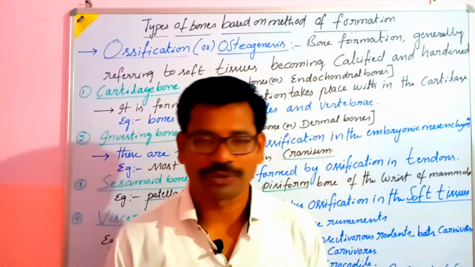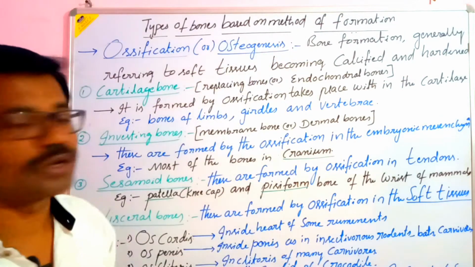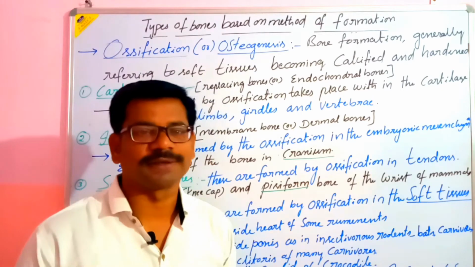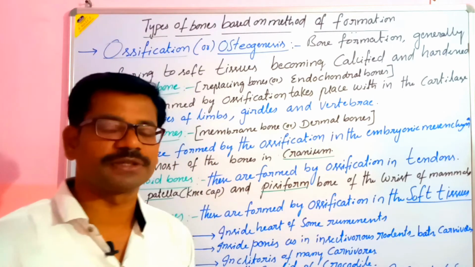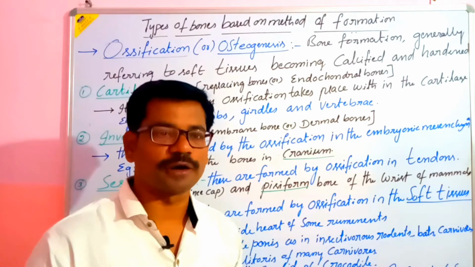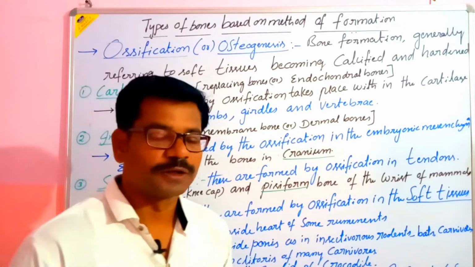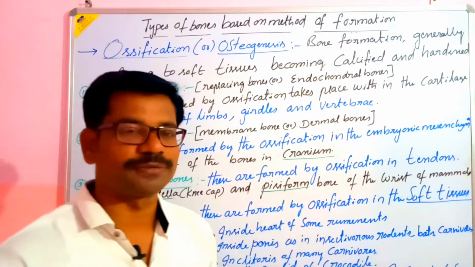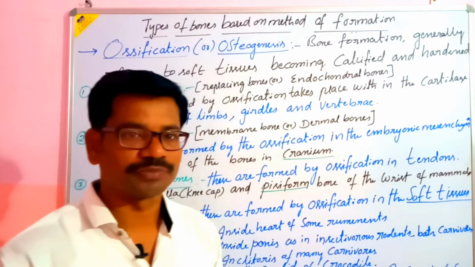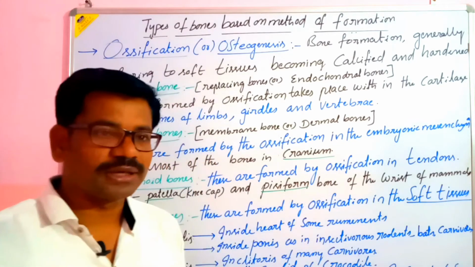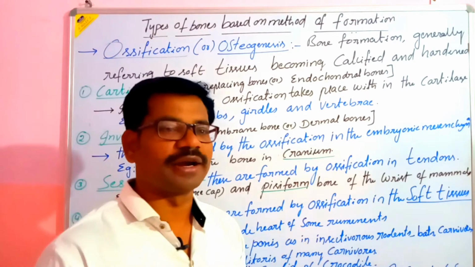Today we are going to talk about types of bones based on method of formation. Basically, there are two important processes that take place in bone formation. One is ossification, second is mineralization. Ossification means the process of formation of osteogenic cells. The osteogenic cells form the osteoblast. Osteoblast helps to form the osteocytes and matrix of the bone. And finally, that matrix will be calcified and it becomes hardened.